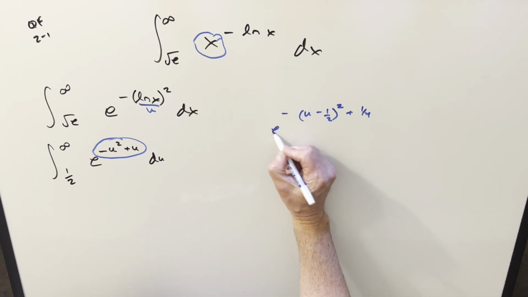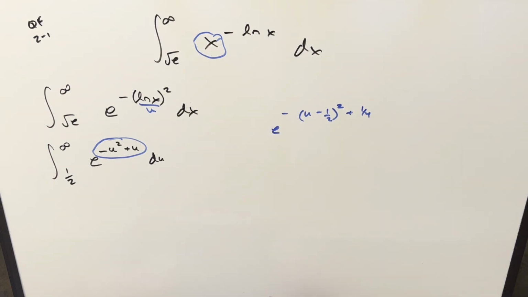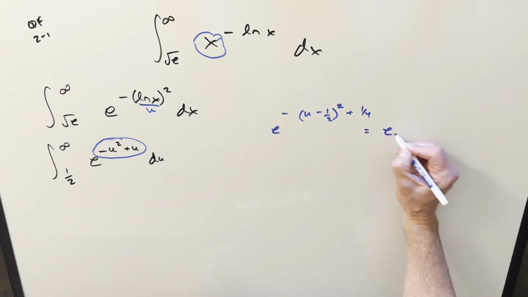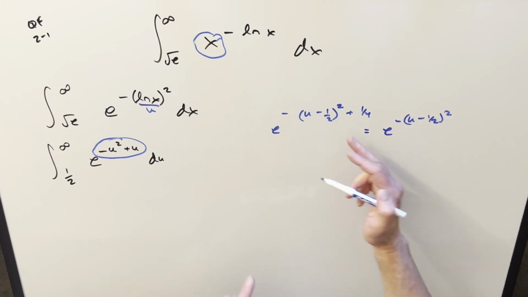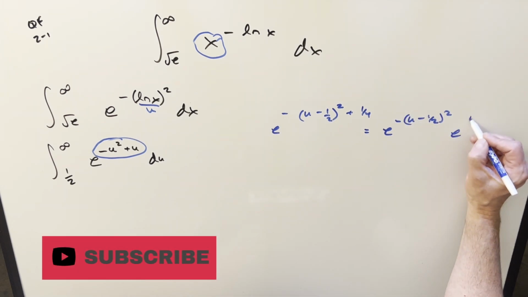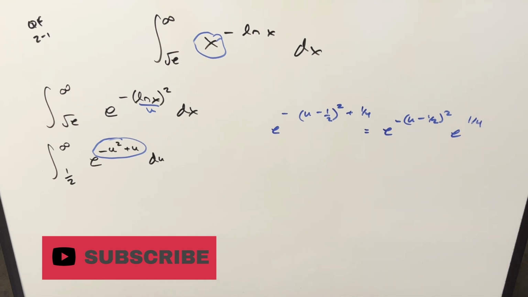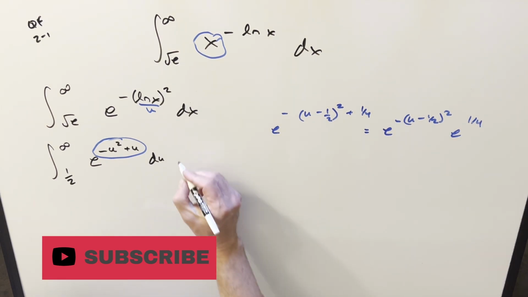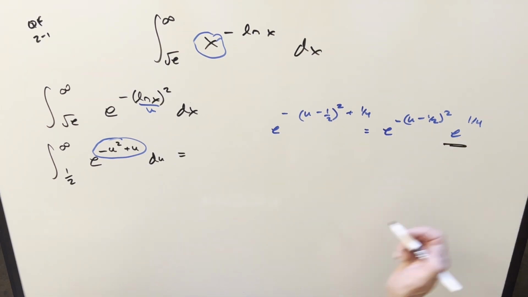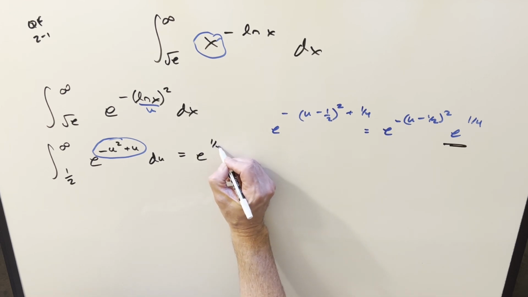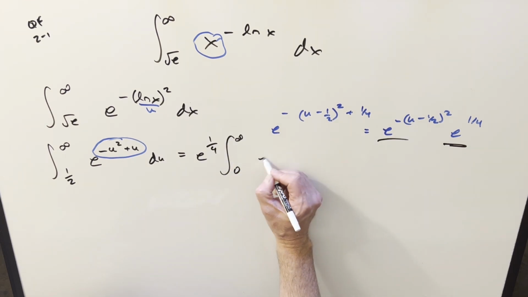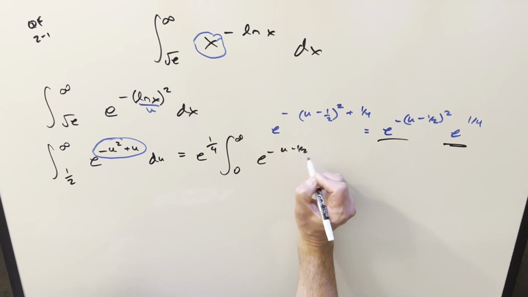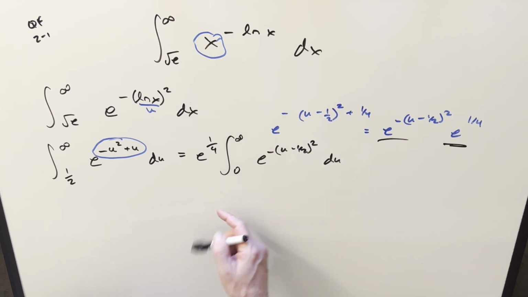Now let's just remember what we're doing. This whole thing is all of our exponent on e. So what I can do is break this up again. I can write it as e^(minus (u minus half) squared). And then this 1/4 I'll break out as a second term, e^(1/4). So now let's put it back in the integral, but this part right here, e to the 1/4, is just a constant. So let's pull that out front. And then we've got this part inside the integral, so we have e^(minus (u minus half) squared). And sorry, this should be a half right here.